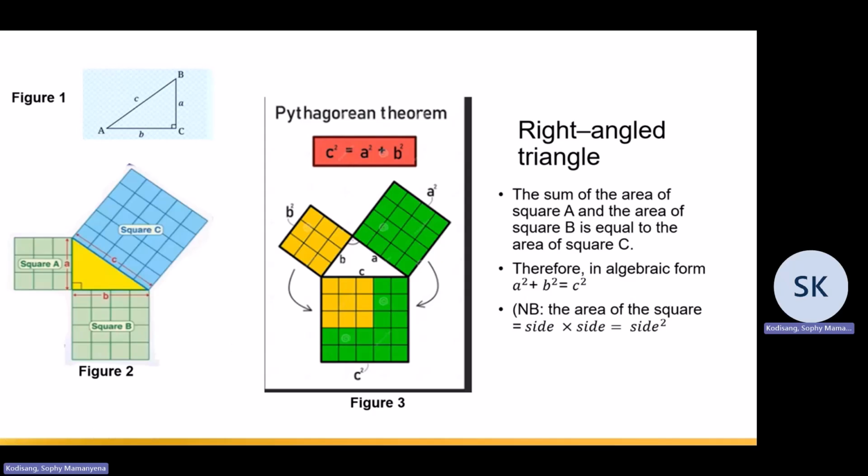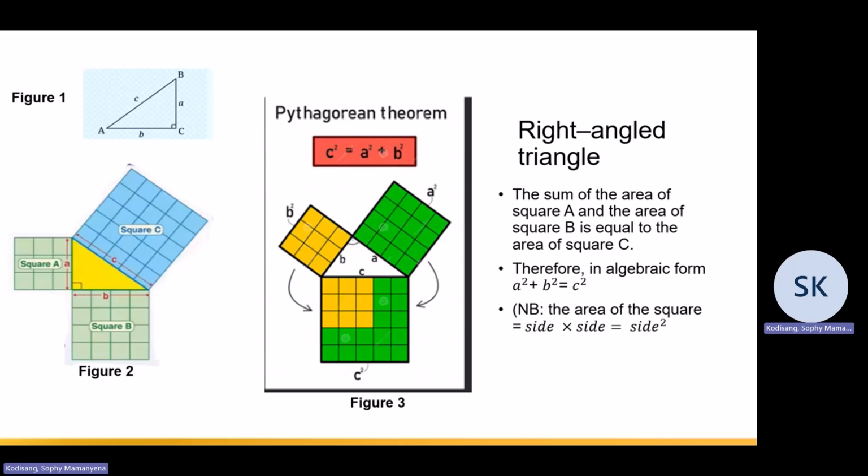Now, let us see how Pythagoras identified the connections between the sides of a right-angled triangle. I remember when I was in grade 8, I memorized this theorem without a clear understanding of its underlying meaning. Now, let's quickly look at what it actually means. What Pythagoras did, let's look at figure 2, he introduced the square on each side of the right-angled triangle.